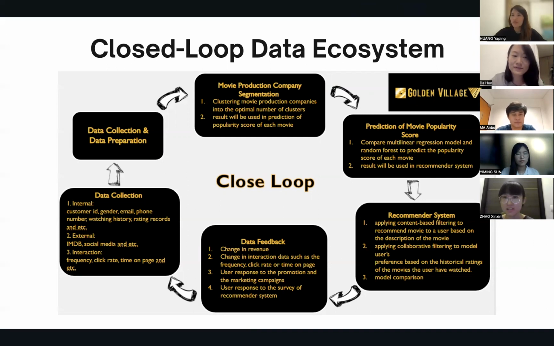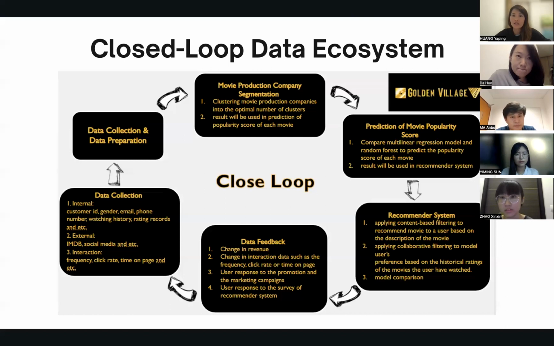Okay, sorry. Our group has proposed this closed loop data ecosystem to Golden Village. I will just highlight 3 key steps here. Start from data collection. Golden Village can collect data from internal sources, and it can also purchase data from external sources such as IMDb or social media companies. Of course, it can generate its own interaction data. From those data, it is able to have a 360-degree view of customers and understand the movie industry much more in depth. That's the analysis part.